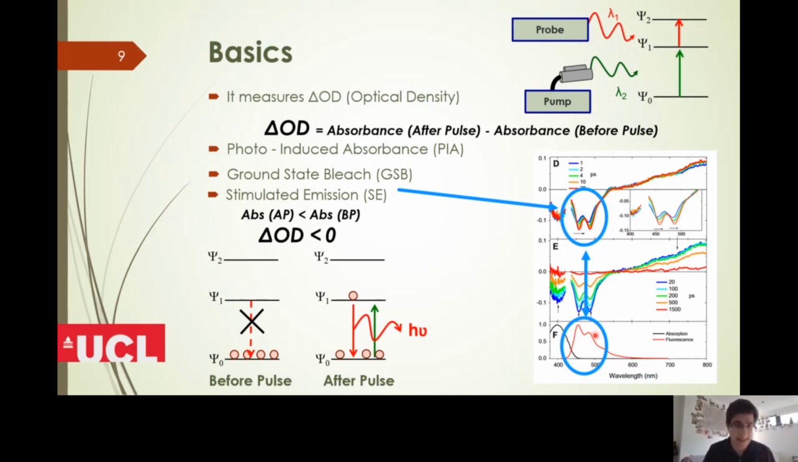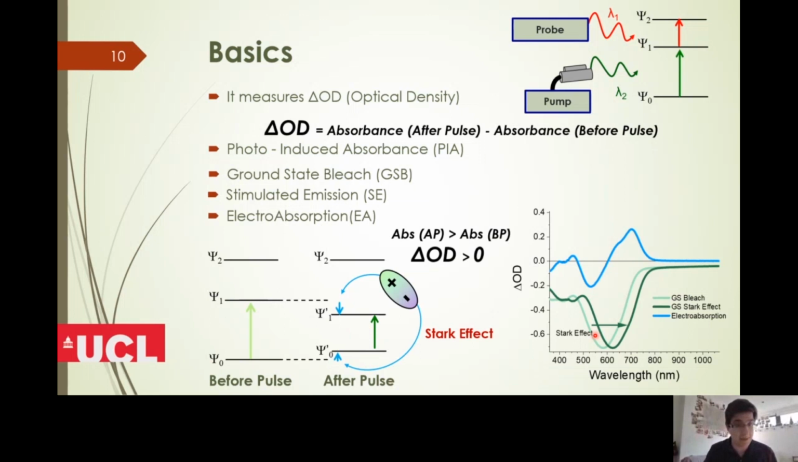And the last thing that you can see in TAS is electroabsorption. Because we are working in OPV, we usually have materials that can create some electric fields, because you are creating an exciton or even polarons. So these polarons can create this charge. Let's say that this charged species can create an electric field. This electric field can create something called the Stark effect, and can change the energy levels of your material.